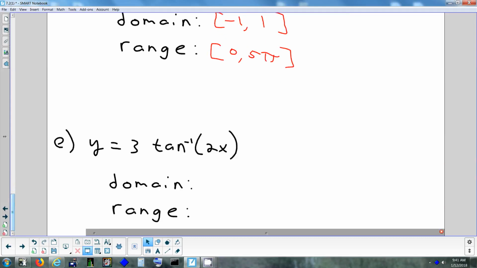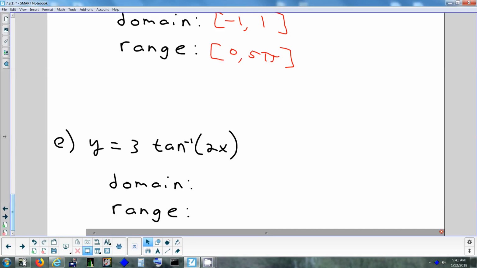Because of the vertical asymptotes. Well, there are horizontal asymptotes, but what does that mean about the inverse tangent function? Yeah? It's because it goes on infinitely. Right, it goes on forever. So I don't care if you take something that goes on forever and stretch it or compress it or shift it, it still goes on forever.